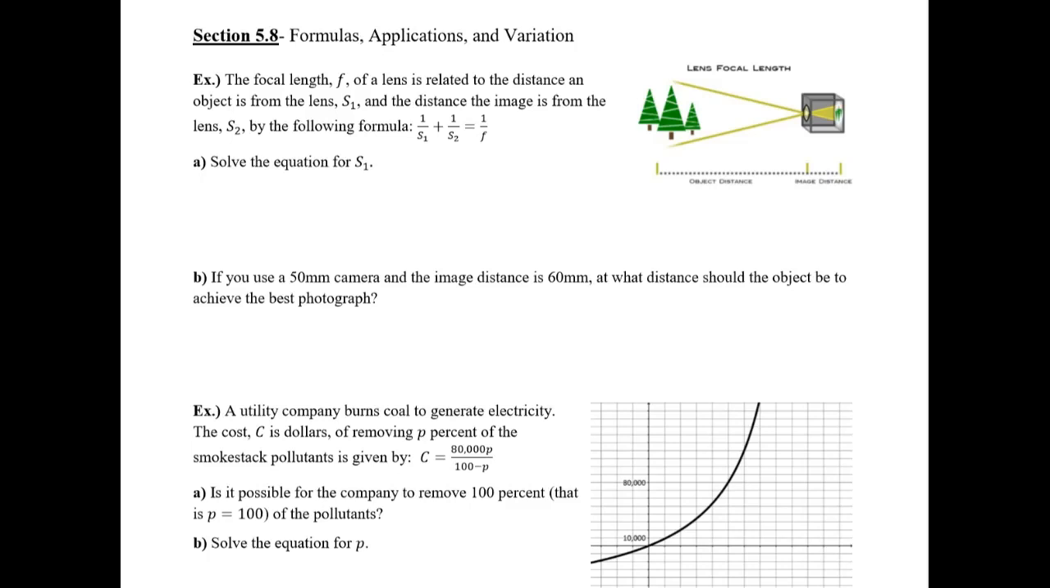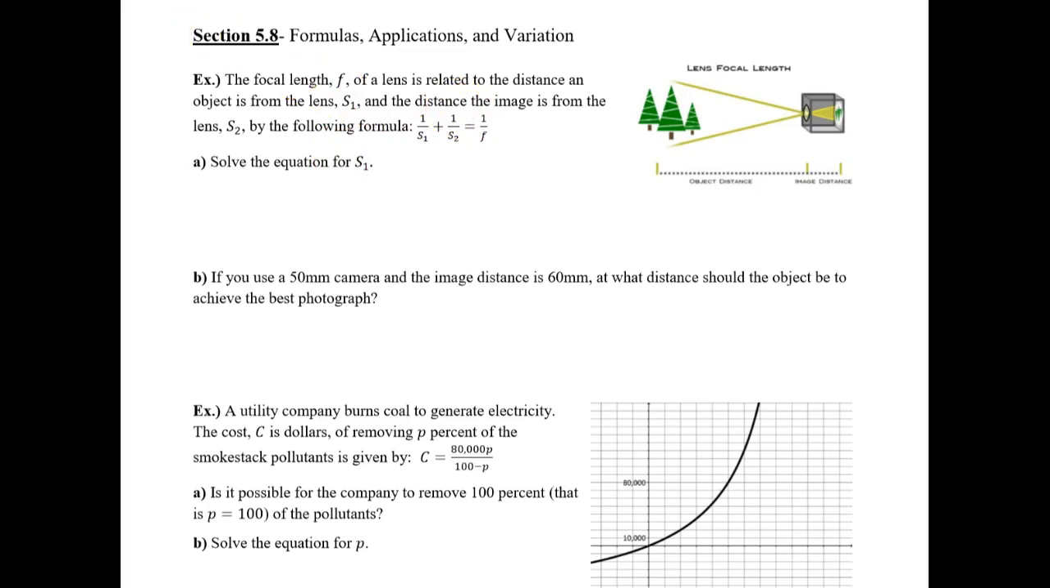In this video, we will be talking about solving rational equations for a specified variable and applications of rational equations. Looking at this first example, it says the focal length f of a lens is related to the distance an object is from the lens, s1, and the distance the image is from the lens, s2, by the following formula: 1 divided by s1 plus 1 divided by s2 equals 1 divided by f. Solve the equation for s1.